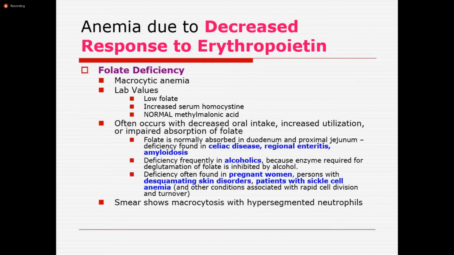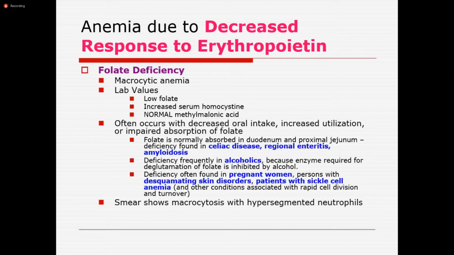Decreased response to erythropoietin may also be because of folate deficiency, as we had already mentioned. So low folate, increased serum homocysteine, normal methylmalonic acid. It often occurs with decreased oral intake because stores are very limited for folic acid. Increased utilization occurs with increased cell turnover in patients with oncological conditions or hematological malignancies. It may also be decreased because of impaired absorption.